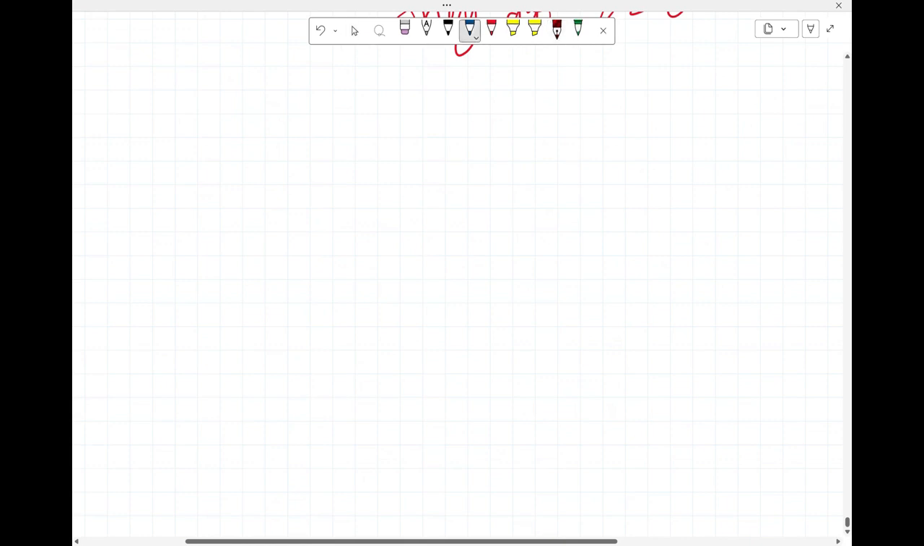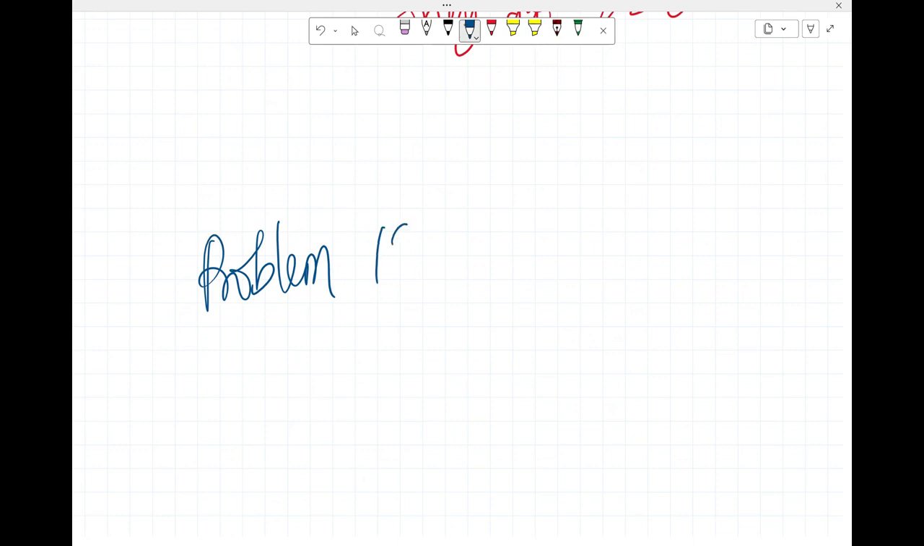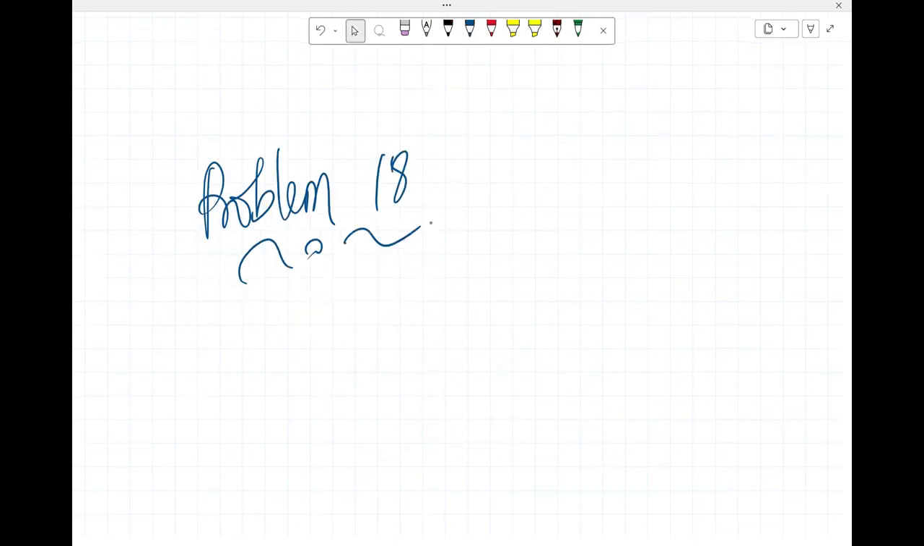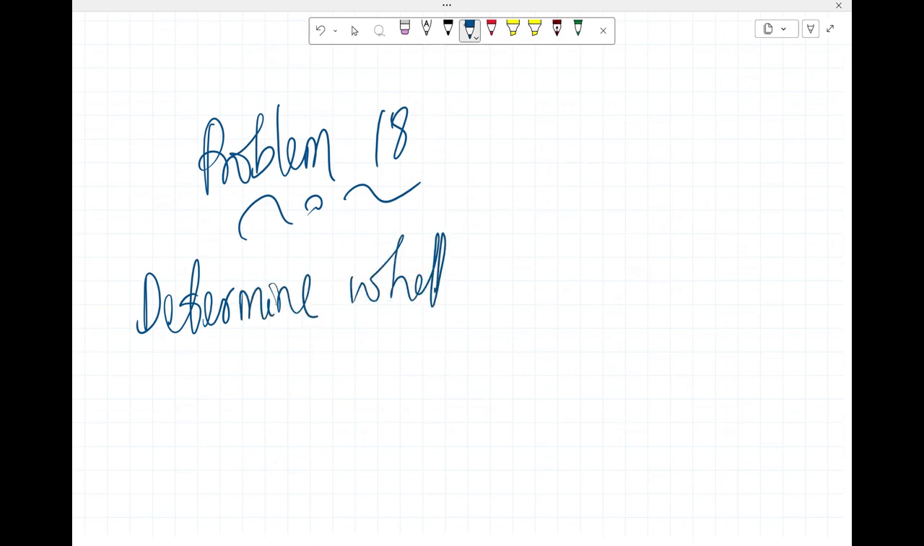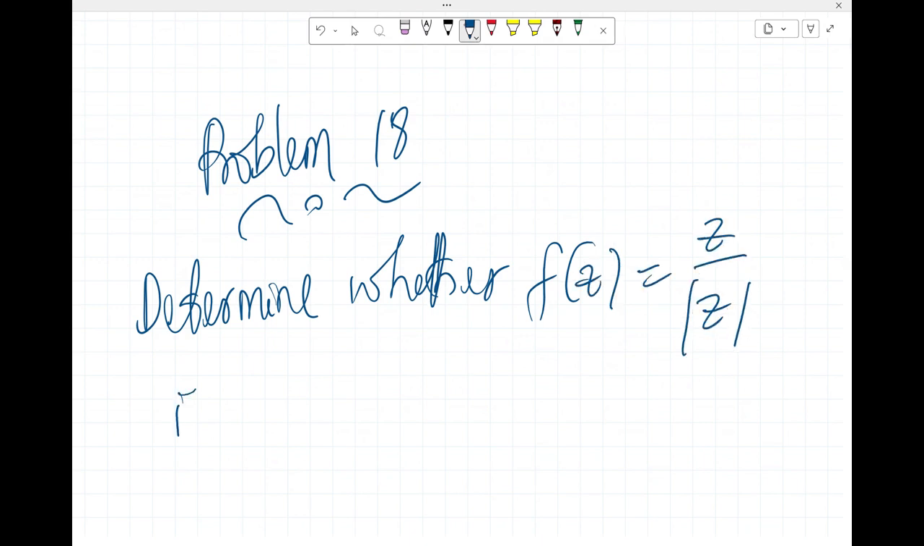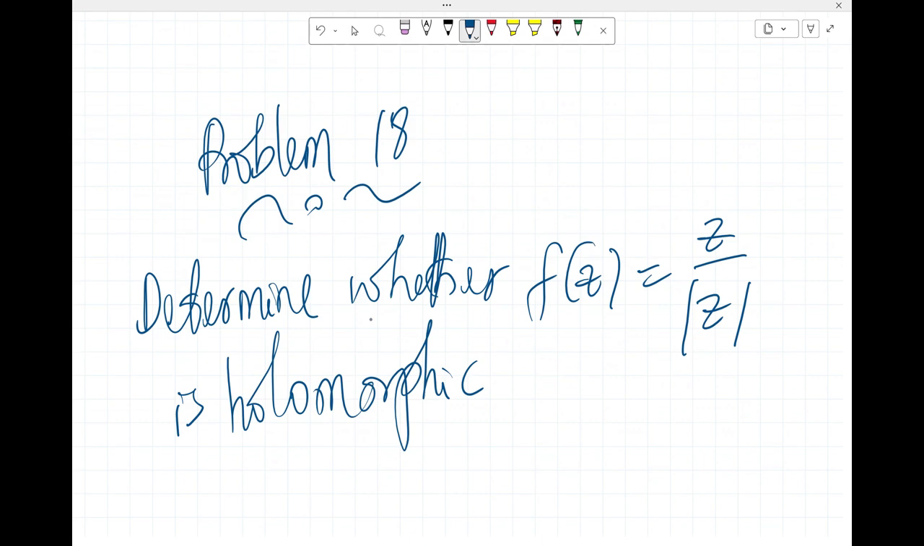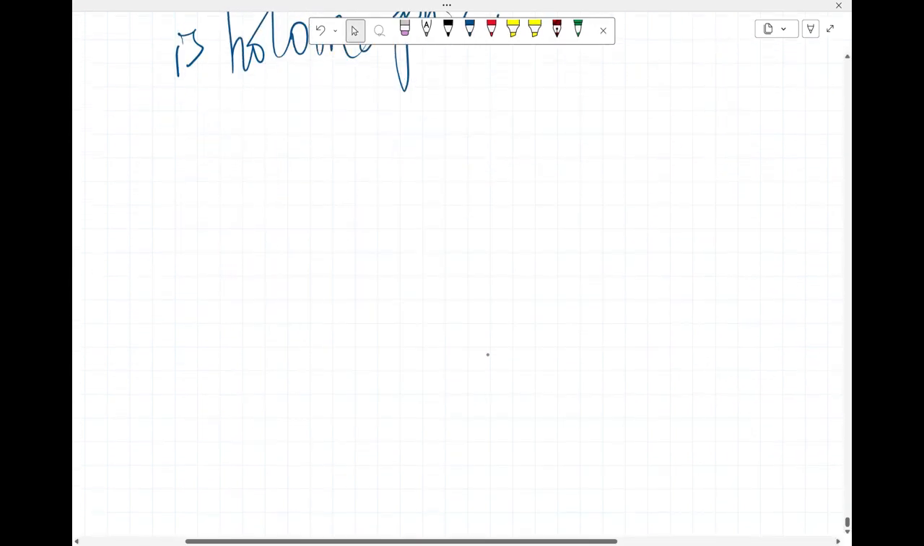So let's move on to problem 18. So for problem 18 now, I want to determine whether f of z equals z over absolute value of z is holomorphic. Okay. So what do we do?